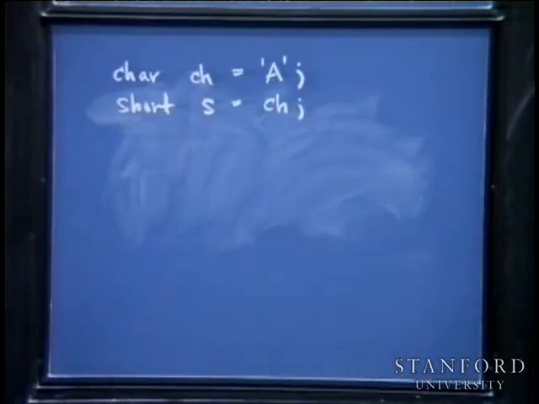You don't need a cast for that. What you're really doing is you're just setting s equal to whatever number is backing ch.